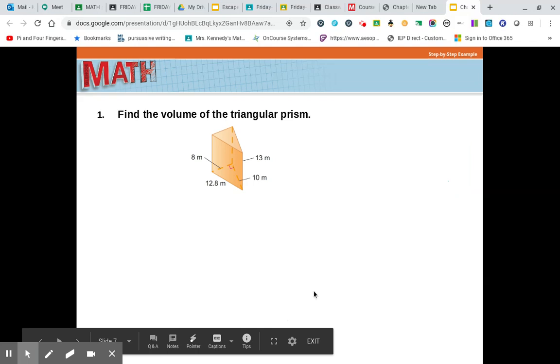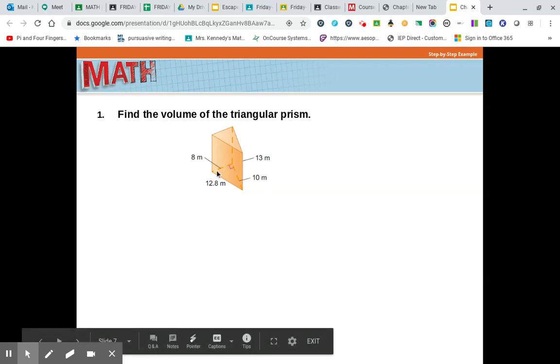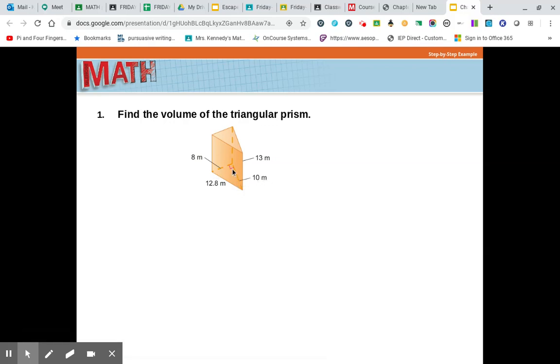The volume of the triangular prism. So this is what I was talking about. There's a lot going on here, right? The 8 meters is pointing to this line down here. This 10 meters is pointing to this line right here. 12 and 8/10 is the hypotenuse of the base. It's the longer side of the triangle. And 13 meters, I'm assuming, belongs to the height because it's kind of pointing at this line right here.